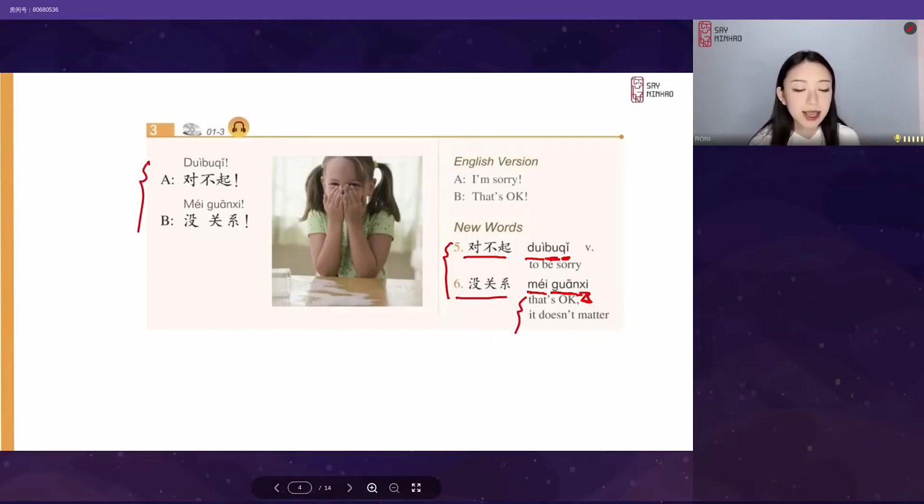Now let's move on to the text. You can see here A said 对不起 and B said 没关系. So when someone says 对不起 to you and if you want to forgive him or her, then you can say 没关系. So let's try to read this text. Read after me, okay? 3, 2, 1. 对不起，没关系. Very good. So these are the texts for today. Now let's move on to our next part, which is the characters.